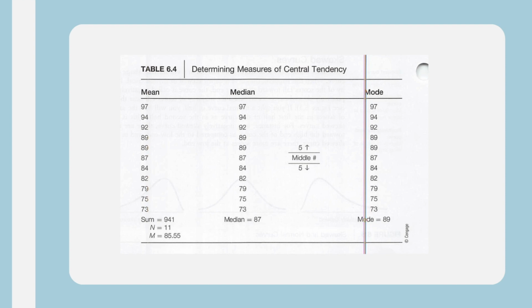Here is an example from the textbook on page 118, and it shows you a little bit about determining the measures of central tendency, which is what we've been talking about. So here we have the mean, and that's when we take all of those numbers and sum them up, and divide by how many numbers we have. We have the median, which is the middle number, and if you look on here, we've got 5 going up and 5 going down, so the one in the middle. And then finally the mode, and that is the number that we have the most of.